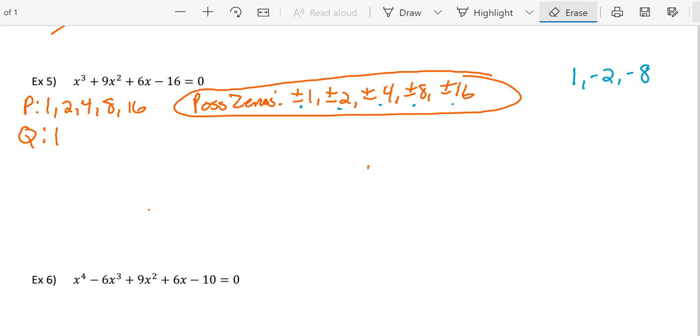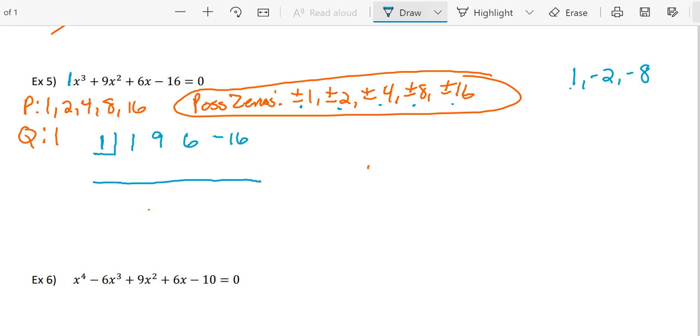What we're going to do with these rational zeros is use them via synthetic division. So we will take the number here. One of the solutions was 1, so I'm going to put 1 here, and then I'm going to do synthetic division to see if it's a factor. When I do the synthetic division, remember, I only take down the coefficients. So this will be 1, 9, 6, and -16.